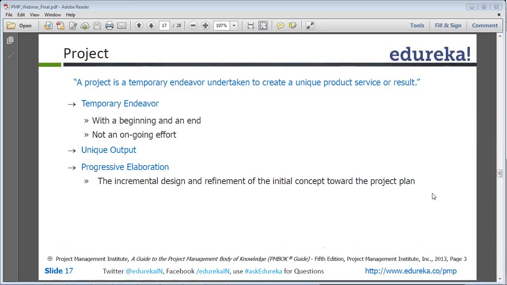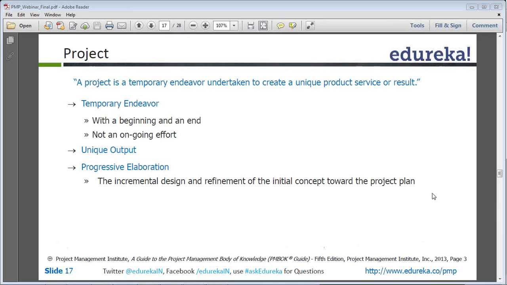Now, a couple of general concepts, so you will be able to understand what PMBOK is talking about. Like a project, the definition is: a project is a temporary endeavor undertaken to create a unique product, service or result. What it means is, for a project to be a project, it should be a temporary endeavor. That means that it should have a start date and a fixed end date.